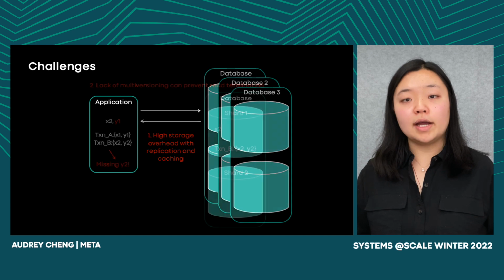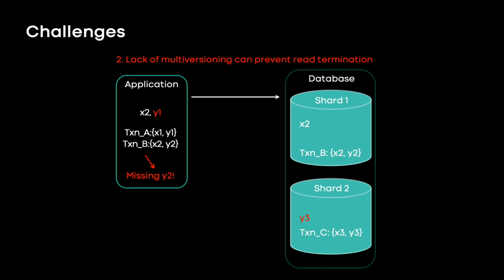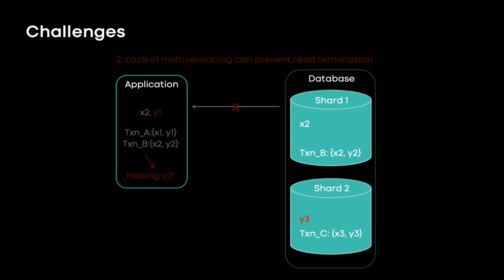Furthermore, RAMP requires multi-versioning to guarantee read termination. So in our previous example, we needed Y2, but let's say that Y2 was actually overwritten by Y3, and we don't support multi-versioning currently in either the database or the cache. So when the application tries to read Y2, that value is no longer available and the read cannot terminate.